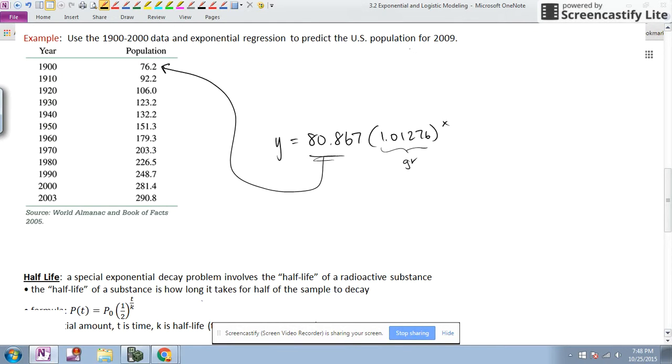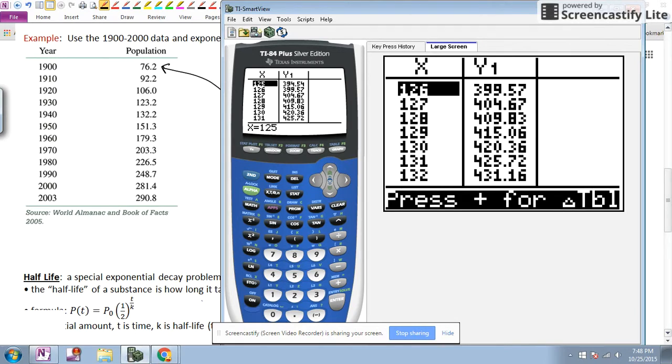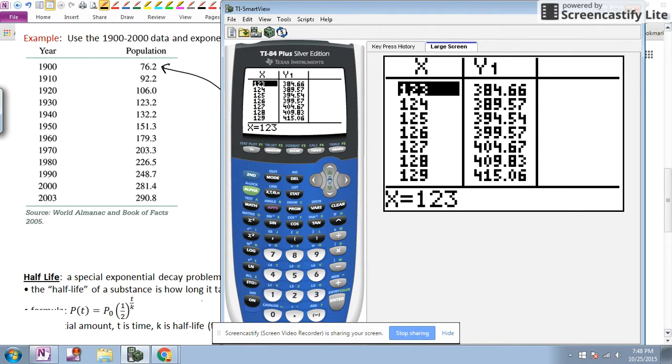All right. Oh, and it said do the population for 2009. So I guess I should have only gone to, why the heck did I go to 120? What did I pick? 2009 would be 109. Why was I in the 20s?